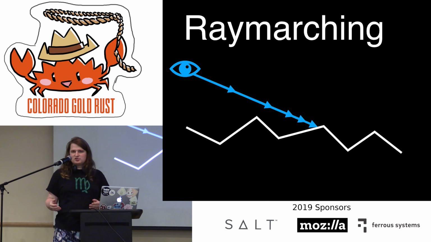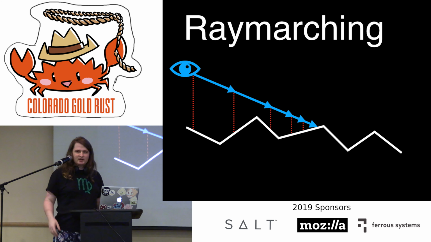A much easier approach is this technique called raymarching, where instead of finding the exact point, you take a bunch of small steps forward and see at each point, am I inside the ground yet? Or have I hit a thing yet? And that gives you an easy way to tell where you are.